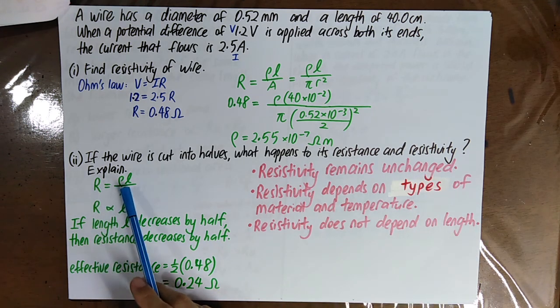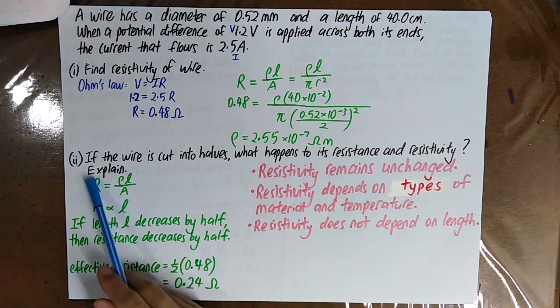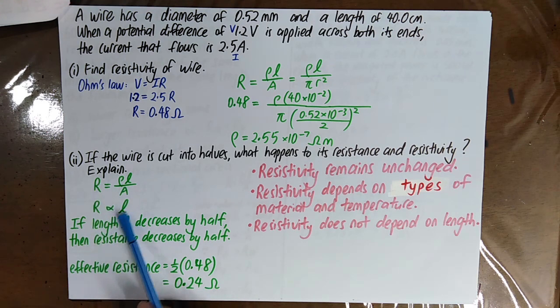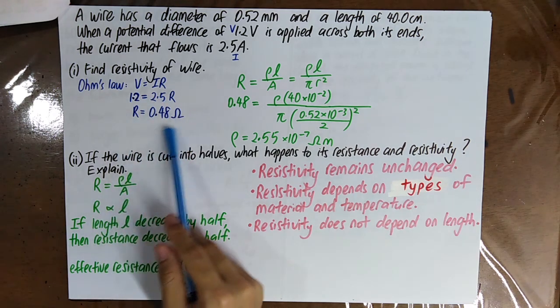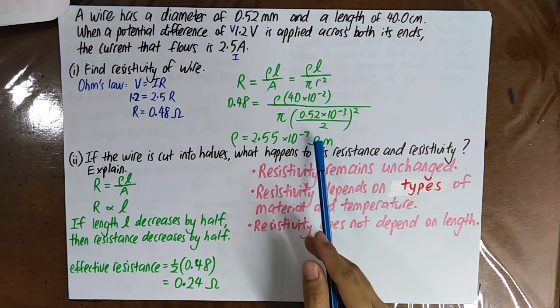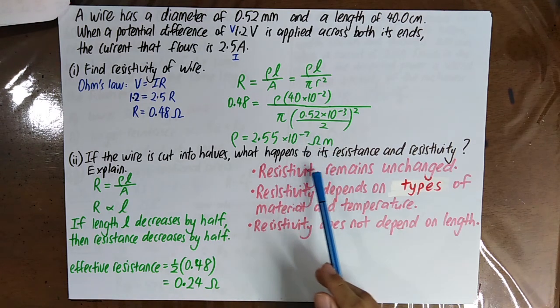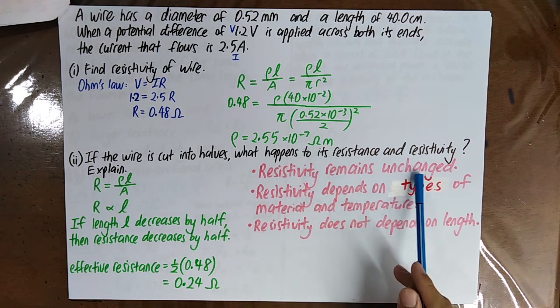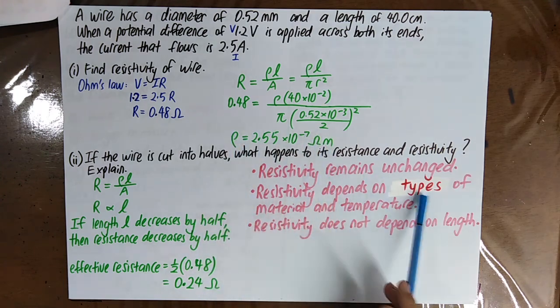And then R equal to rho L over A. So you know that R is directly proportional to L. If L decreases by half, then R will decrease by half. Just now R is this value. Right now R is this value. Just now rho is this value. Since resistivity does not change, then rho is still this value.